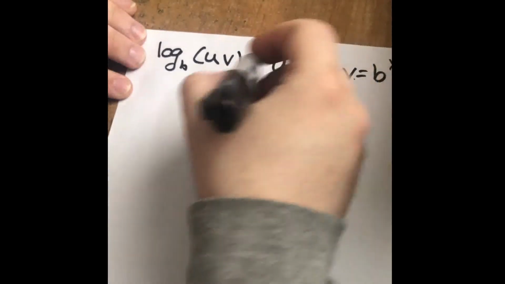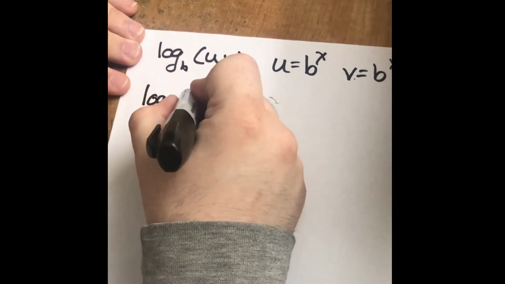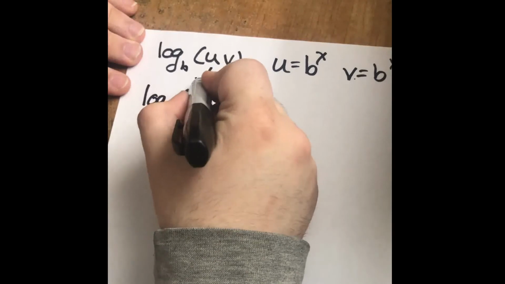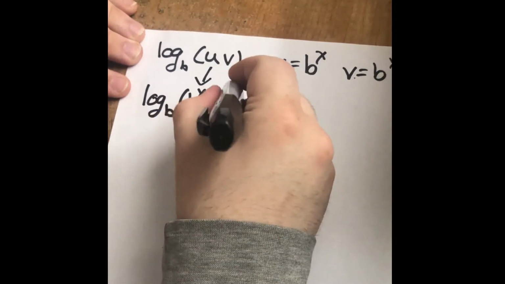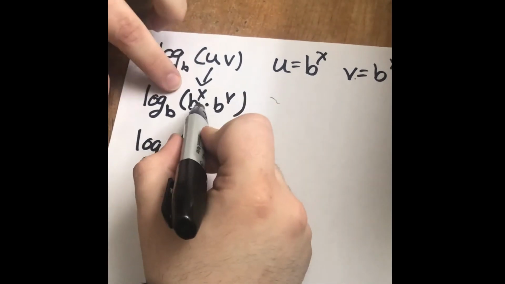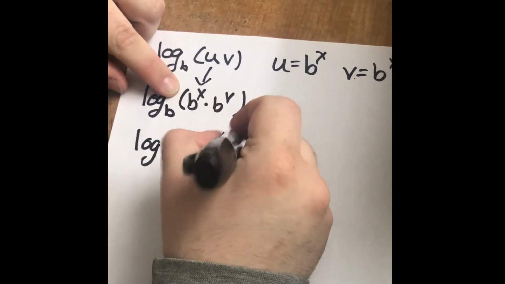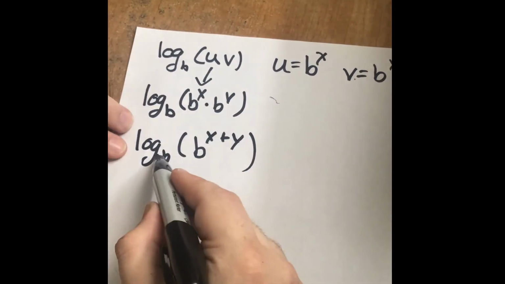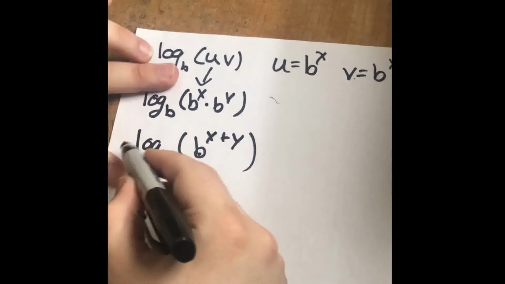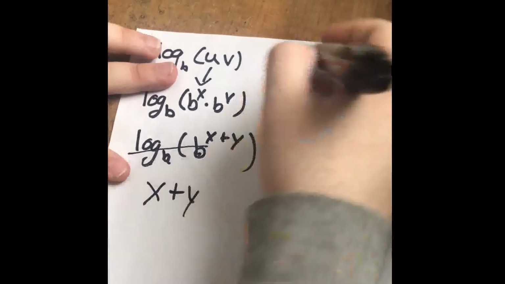So what I'm going to do is substitute. So I'm going to say log base b of b to the x times b to the y, log base b. When you are multiplying things like this, you could say b to the x plus y, log base b, and then this is base b, so we can cancel these out and just say this is equal to x plus y.